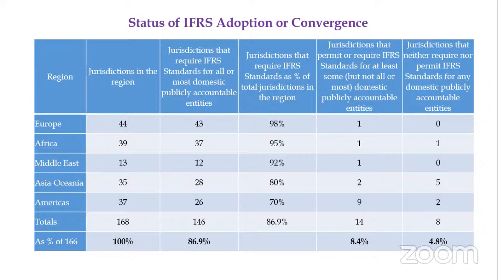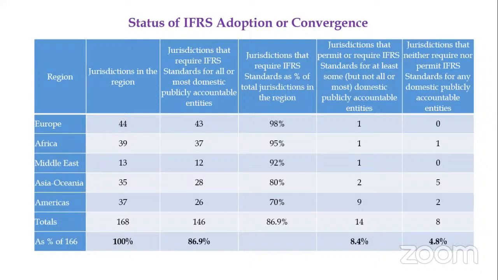Again, in the Middle East, out of 13 countries, 12 countries require IFRS. From the Asian continent, out of 35, 28 countries require IFRS for preparation of financial statements. In America, out of 37, 26 countries. So as per this survey of 168 countries, 146 countries require IFRS for all companies, or at least for domestic publicly accountable, meaning publicly listed, companies. Coming to the last two columns, jurisdictions that permit or require IFRS standards for at least some domestic publicly accountable entities, it's not for all companies, only select organizations. 14 is there. So 146 plus 14, nearly 160 countries.